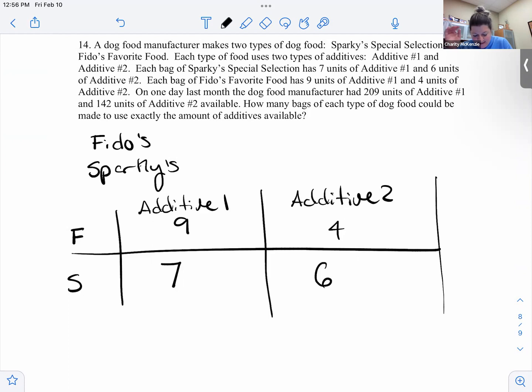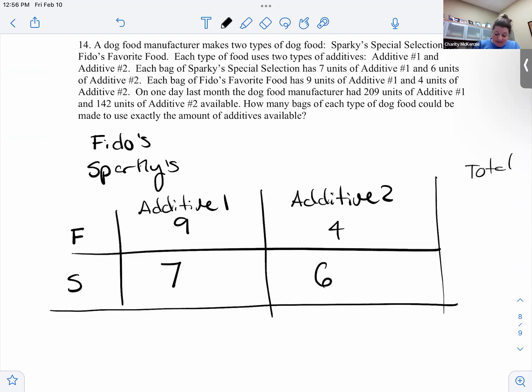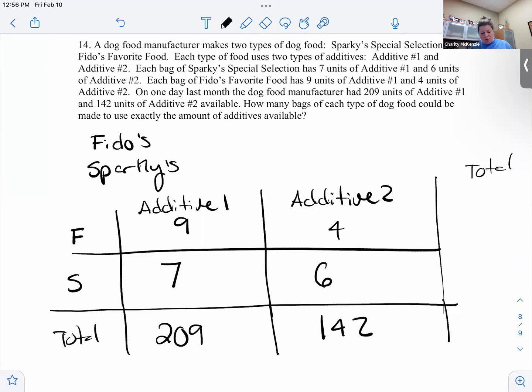Okay, and then it says, on the last day of each month, the dog food manufacturer had 209 units of additive 1 and 142 units of additive 2 available. So we are looking at our total, right? Sometimes the total will be this way, and sometimes the total will be this way. It kind of depends on the problem. This one tells you your total additive 1 is 209, and 142 for additive 2.